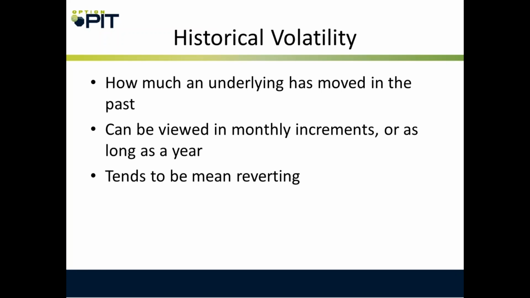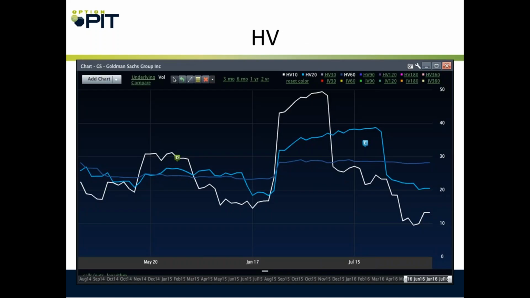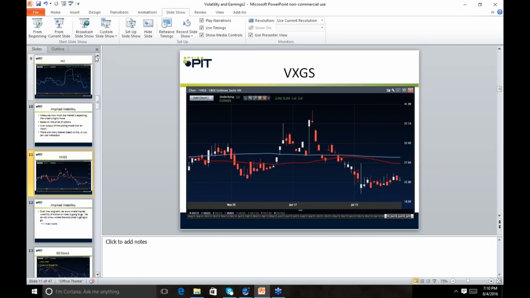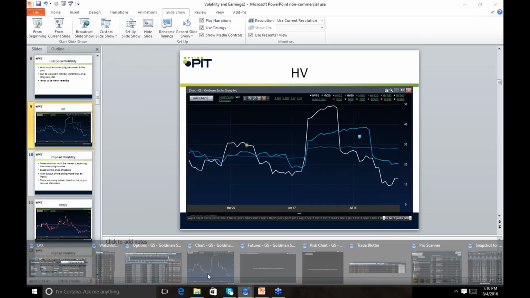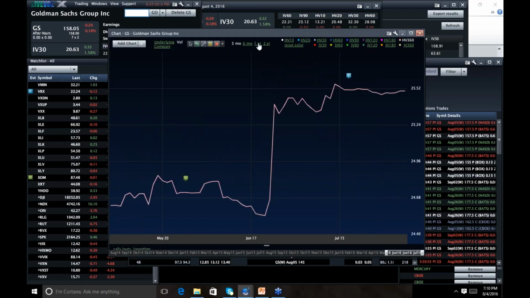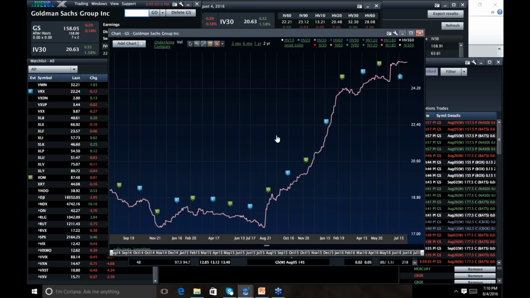Next, you get historical volatility. Historical volatility is how much things have moved in the past. It can be viewed in monthly increments or daily or 20 days, 30 days, 60 days. It tends to be mean reverting. So if you look, here's 10, 20, and 60. And what do you notice? The further out I go, the more time I have to look at this stuff, the flatter it looks. So here is 1 year of historical volatility in Goldman.